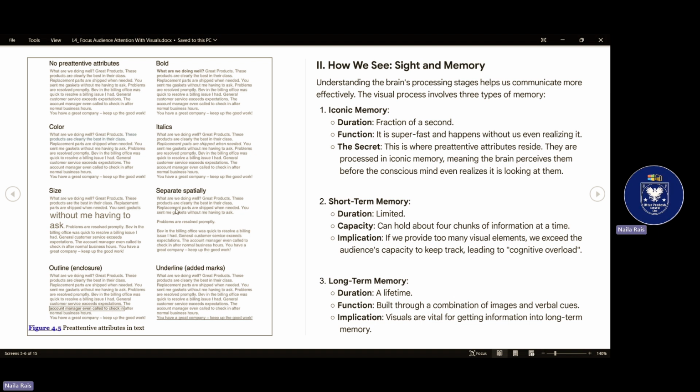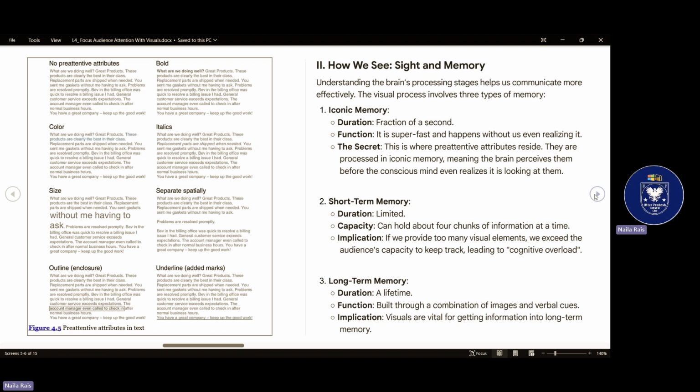The secret? This is where pre-attentive attributes reside. They are processed in iconic memory, meaning the brain perceives them before the conscious mind even realizes it is looking at them. Short-term memory is limited and can hold about 4 chunks of information at a time. If we provide too many visual elements, we exceed the audience's capacity to keep track, leading to cognitive overload. Third is long-term memory, which lasts a lifetime, built through a combination of images and verbal cues. The implication: visuals are vital for getting information into long-term memory.